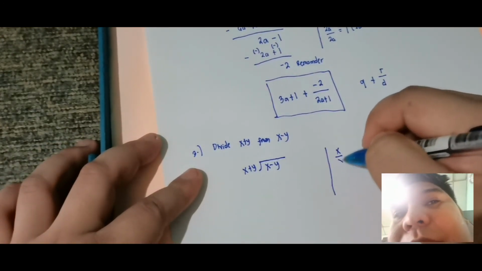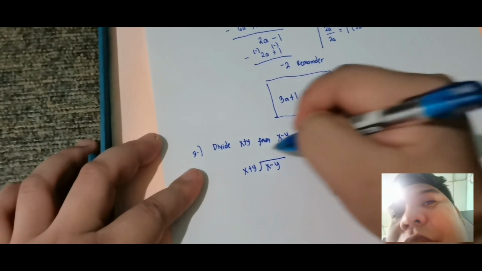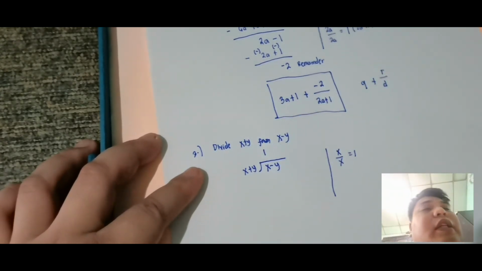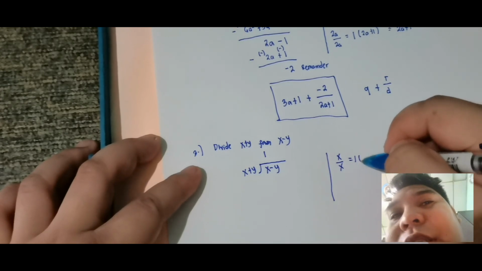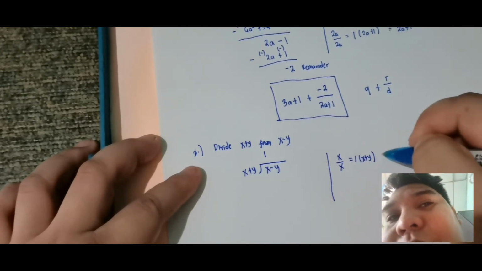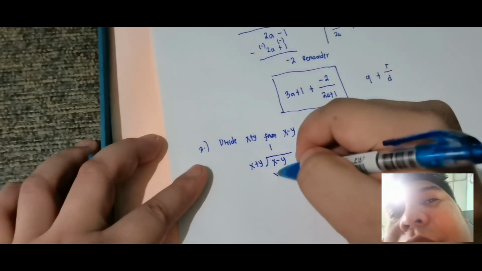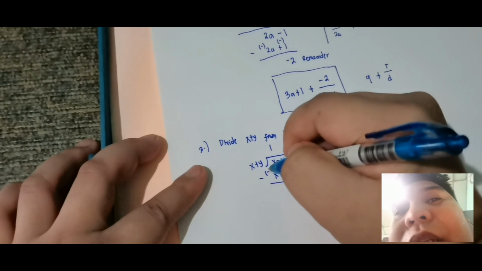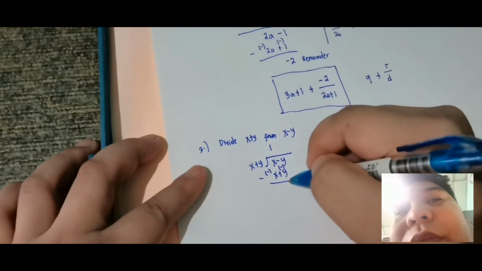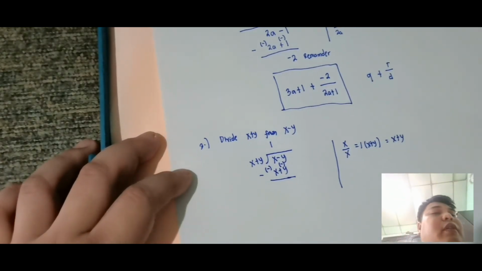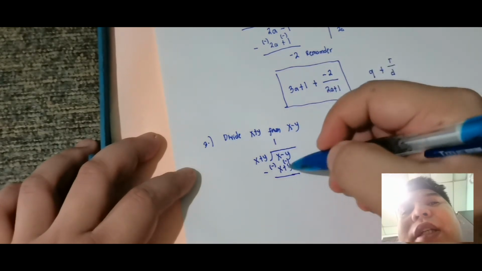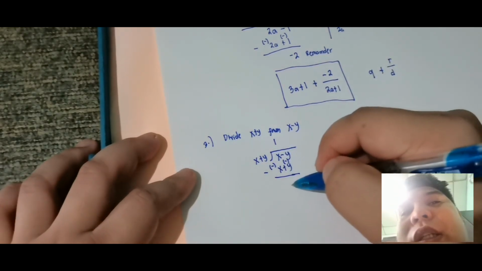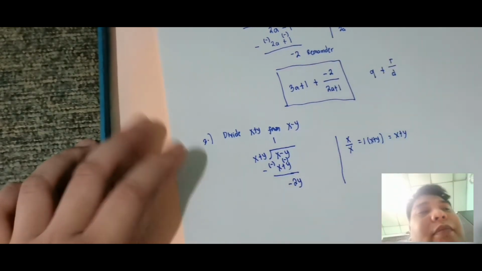X divided by x, that is 1. So, lalagay ako dito 1. Okay, then i-multiply ko siya dun sa divisor. That is x plus y. So, this is equal sa x plus y. So, bring down dito. X plus y. Then, lagay ng minus. Magiging minus to, magiging minus to. Okay, next. This is x minus x is 0. Negative y minus negative y is negative 2y.